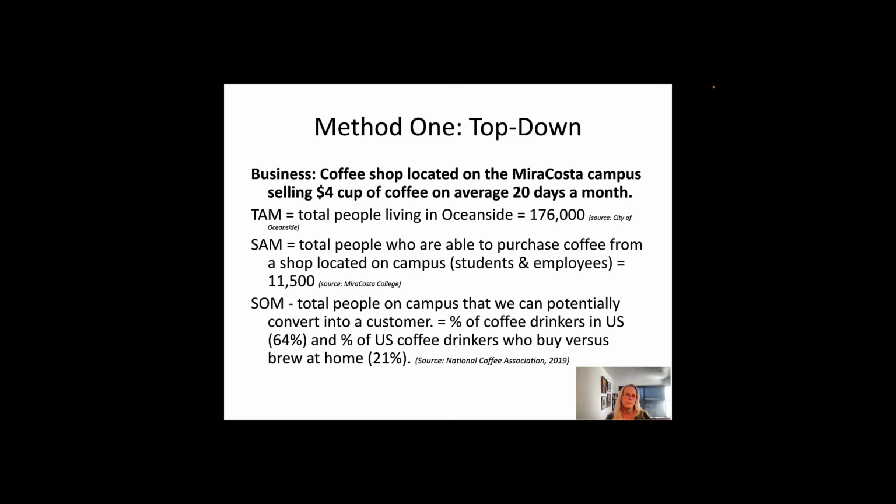And the SOM is going to be the total number of people on campus that we think we can potentially convert into a customer. And so for that, I'm going to take my SAM and look at the percentage of coffee drinkers in the United States, which from the National Coffee Association, we know is about 64% of folks in the U.S. drink coffee. So I can narrow that down by 64%. And then the percentage of coffee drinkers who buy their coffee versus brewing at home, which is 21%. So here's how that looks to get my SOM, or my serviceable obtainable market.